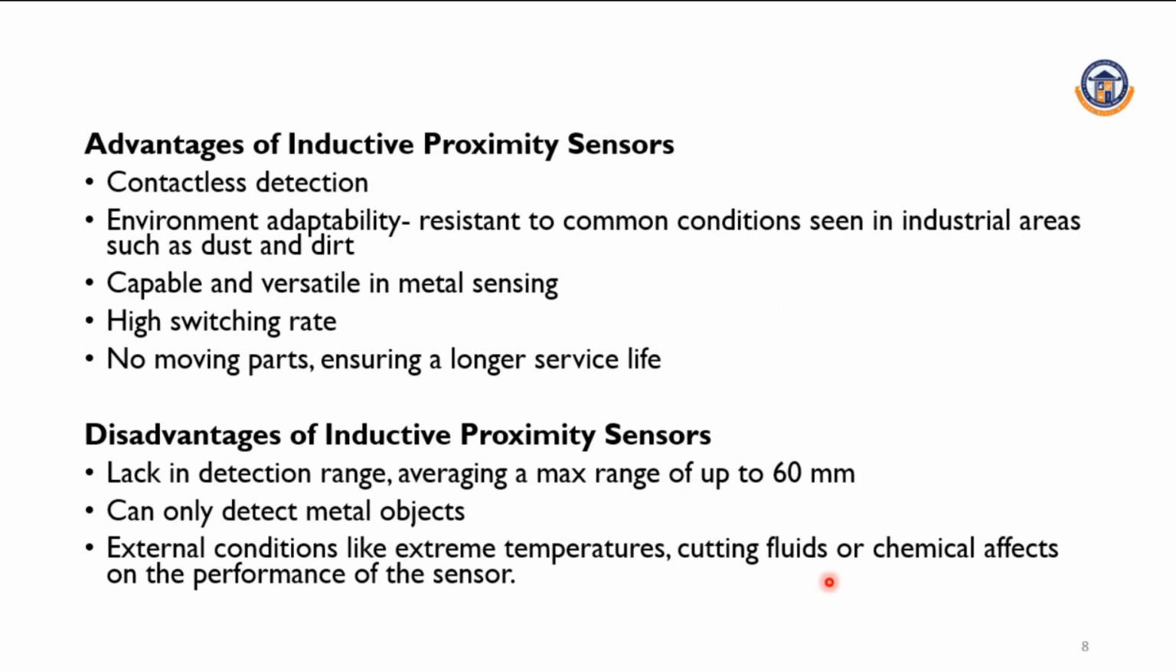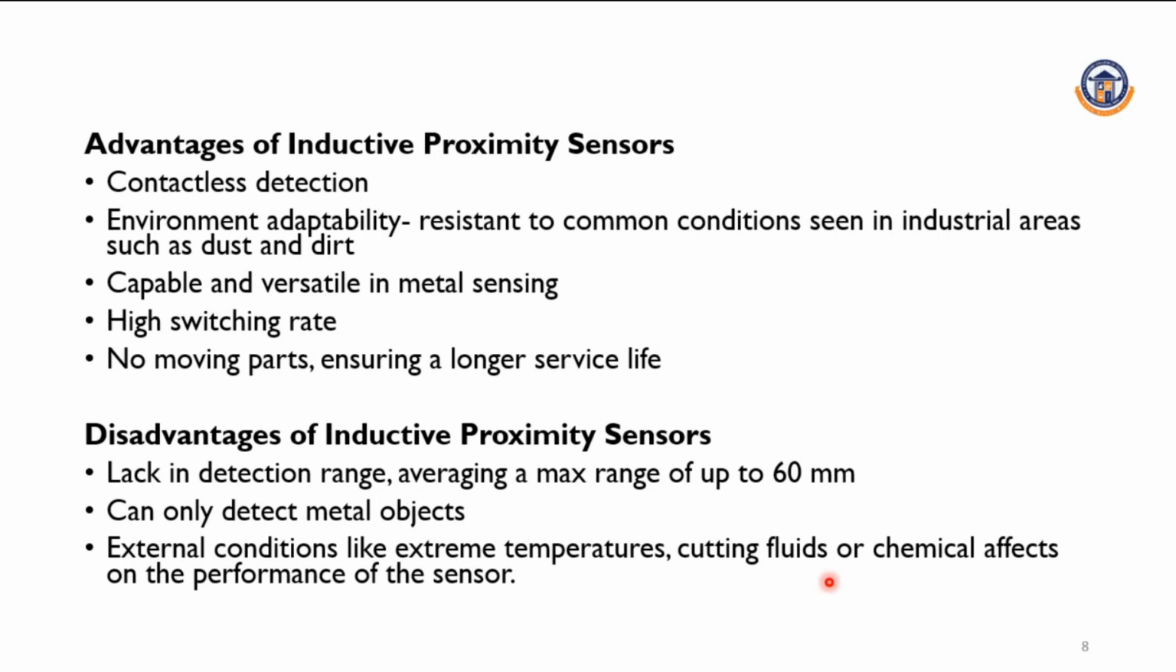So basically, the main advantage is there will be no contact between the metal and the sensor. So contactless detection is there, and environment adaptability is there because it will be resistant to all conditions present in the industrial area such as dust and dirt, etc. And versatile metal sensing, high switching rate. There will be no moving part, so longer life.